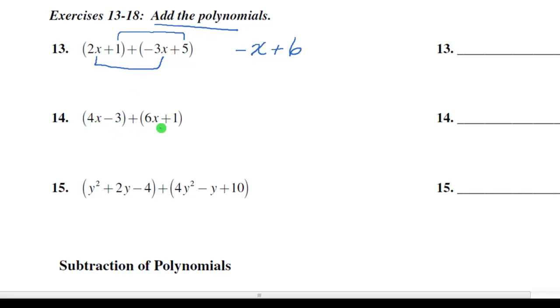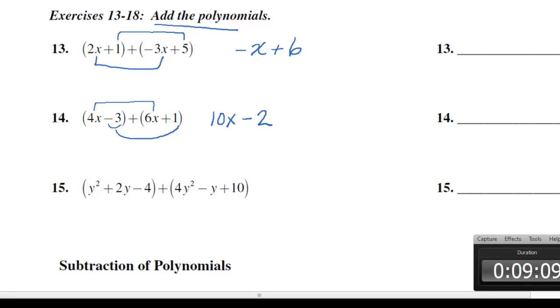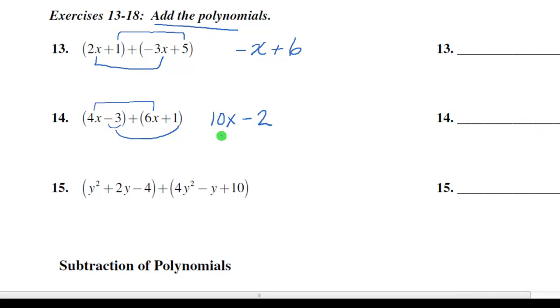Here we have another couple of binomials. We're going to add them. They have some like terms. The 4x and the 6x are like terms. The negative 3, do take that negative with the 3, and the positive 1 are like terms. 4 plus 6 is 10x. Negative 3 plus 1 is negative 2. So 10x minus 2. In number 15, we are adding together 2 trinomials, so there are 3 terms in each.